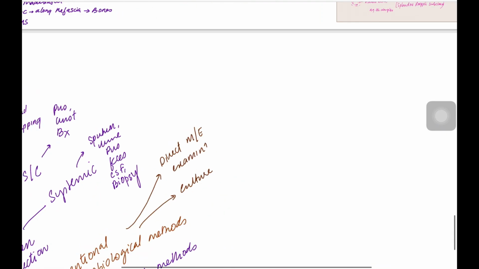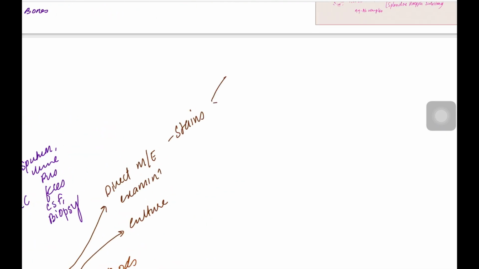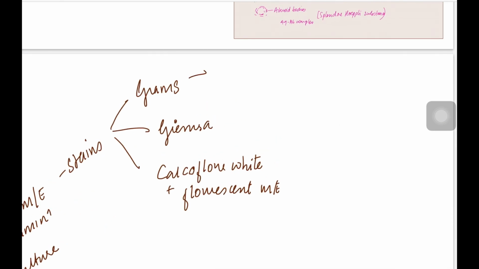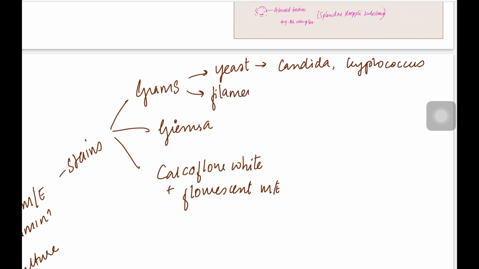The stains which we can use are Gram stain, Giemsa stain, and calcofluor. Gram stain is commonly performed. It stains most yeast and hyphal elements. Most fungi stain gram positive, but some, like Cryptococcus neoformans, will show stippling or appear gram negative. So mostly they are gram positive.